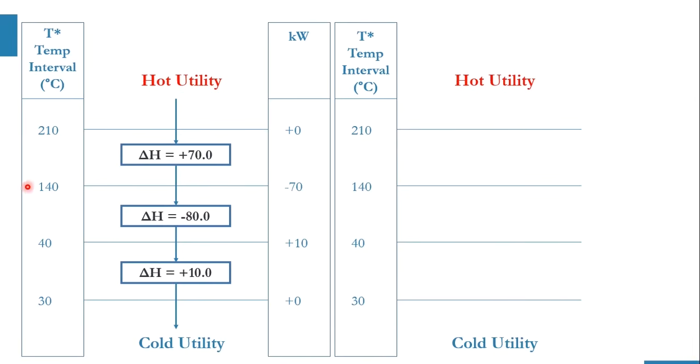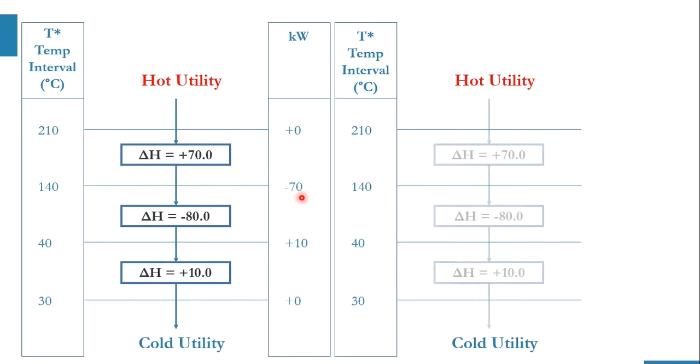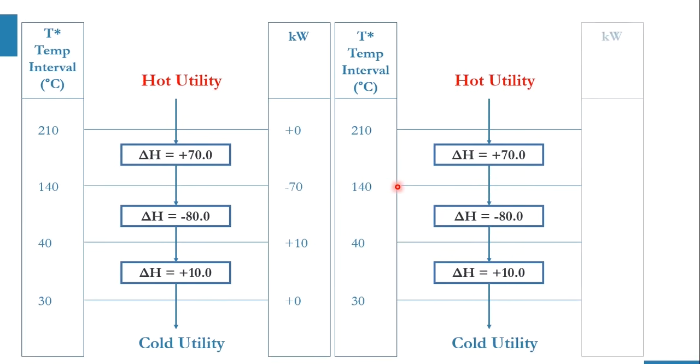Obviously you are getting the minus value at 140 degrees centigrade. Remember this point only, we will come back to it a bit later. And the lowest value among these is minus 70. So first we need to take it as the same here, in kilowatt. Now instead of plus 0, we need to take the lowest value among all these: 0, minus 70, plus 10, plus 0.